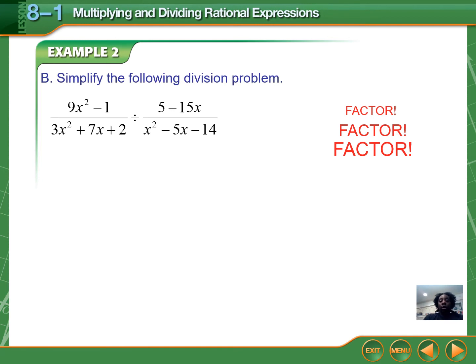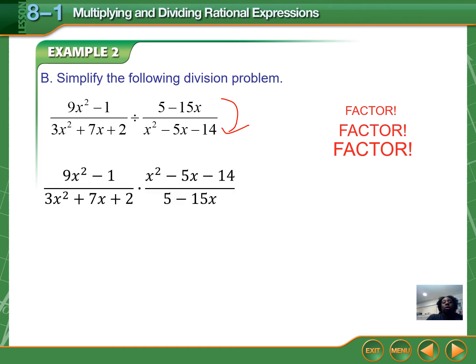So again, we're going to simplify the following division. So again, multiplying by a fraction is easy as pie. Flip that second. So we're going to flip it and then change it to multiply. So we flipped it. So we got a lot of things to factor here. This is not very clean. So we got to do a lot of factoring.